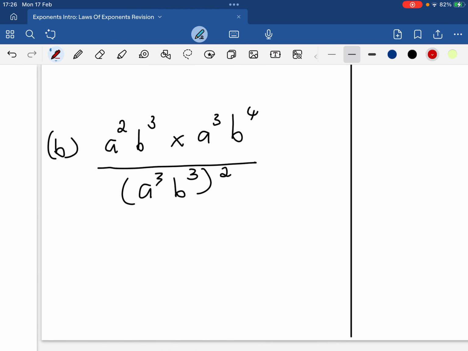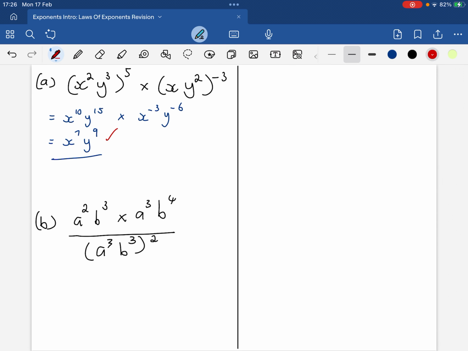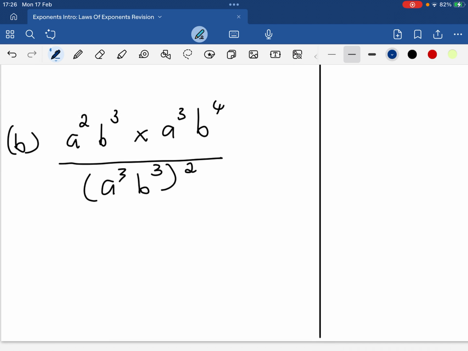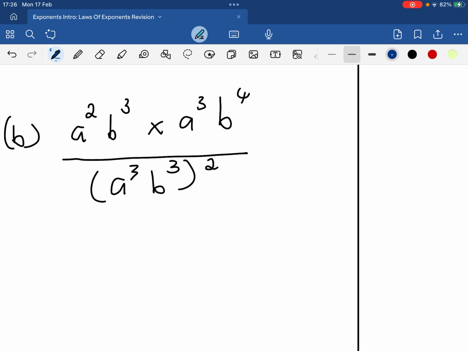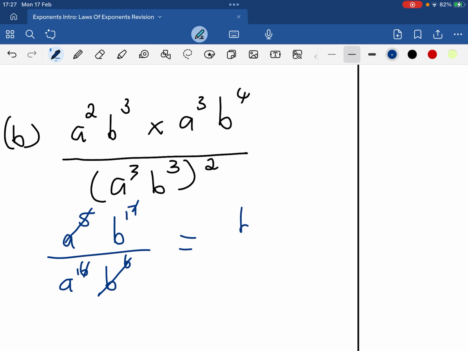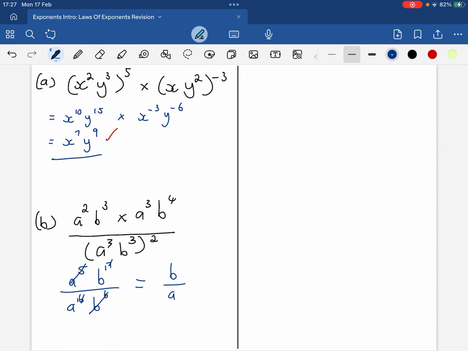Let's look at B. Feel free to give it a try first and then see if you get the correct answer. Well, in the numerator, we now have a to the power of 5 and b to the power of 7. In the denominator, we now have a to the power of 6 and b to the power of 6. Now, a to the 5 can cancel 5 of the a's in there, and I'm left with a to the 1. Then b to the 6 can cancel 6 of the b's in there, and I'm left with b to the power of 1. So the answer to this is now just b to the power of 1 over a to the power of 1. Great.